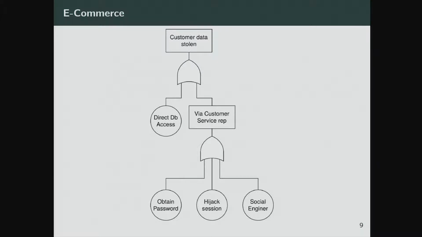We can then extend that further and have a more detailed look at our customer service rep route on our system. And we say that there's three ways we can think of that the customer service portal could be compromised by an attacker. One might be that they obtain the password for the account. Another might be to hijack the browser session using some sort of XSS exploit. Another might be something you may not normally consider in a technical situation, but they might just phone up and try and get the information out of them that way, and social engineer some data about your customers out of the person on the other end of the phone.